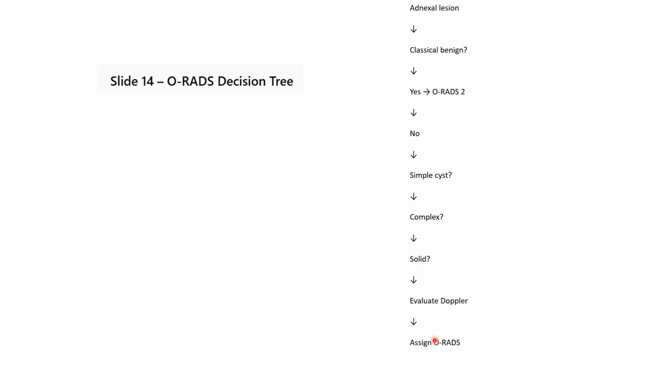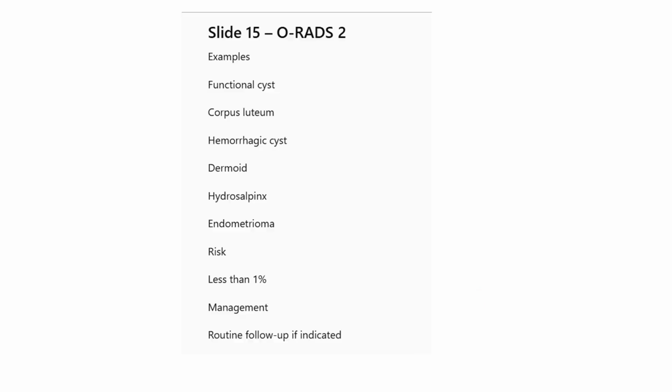So when you're doing this ultrasound, you must be thinking along the line of that tree to say, is there an adnexal mass? What is the classical sign of the mass? Is it benign or is it not benign? O-RADS class 2, if there's a classical benign sign. If no, is it a simple cyst? Is it a complex cyst? Is it a solid mass? Does it have internal vascularity or not? Then you assign the O-RADS class.